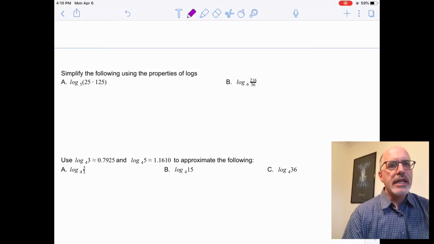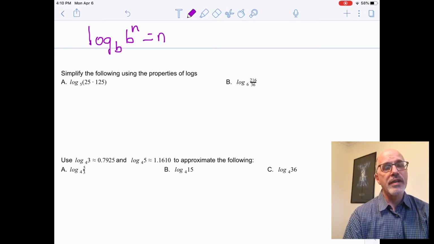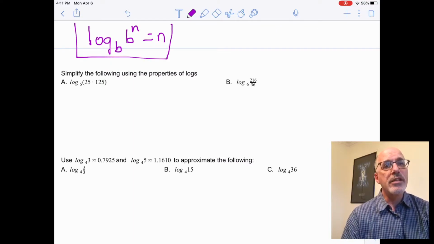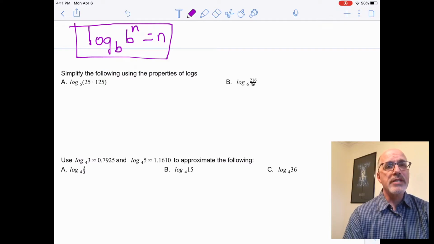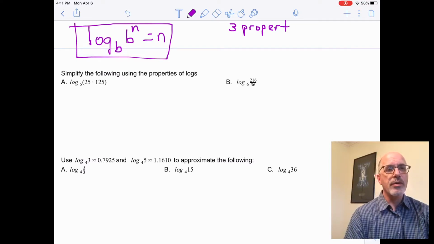This will be the second lesson on using the properties of logarithms. So our objective is going to be the same as the previous lesson, where we're going to use the properties of logarithms to simplify and solve. And it's based on these properties and also this rule where we take the log base b of b to the n, and that simplifies to just the exponent n, because that's the answer to a logarithm.